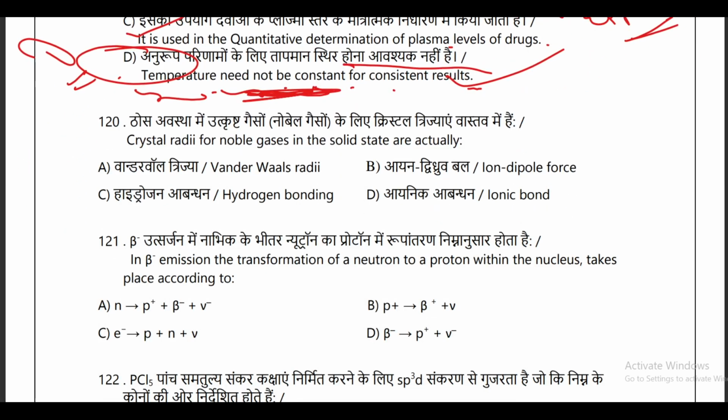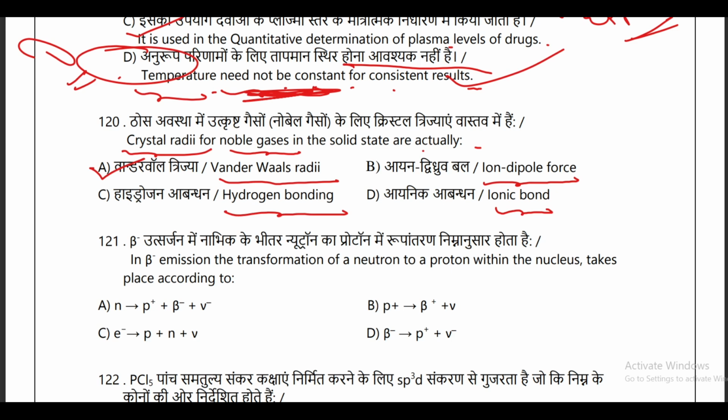In the last question, crystal radii of noble gases in the solid state are actually, first is van der Waals radii, second is ion dipole force, hydrogen bonding, ionic bond. So out of four options, your correct answer is A option, which is van der Waals radii.